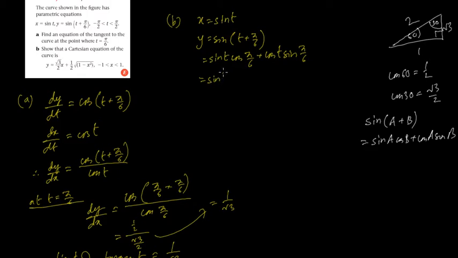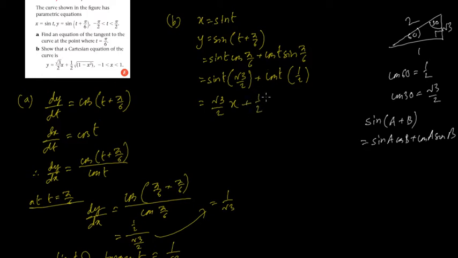So cos pi by 6 means cos 30 degrees. Cos 30 degrees is adjacent by hypotenuse, so this would be square root of 3 by 2, plus cos t sine pi by 6. Sine pi by 6 means sine 30 degrees, which is opposite by hypotenuse, which means half. So sine t is the same as x, so we can write root 3 by 2 x, because sine t equals x, plus half.